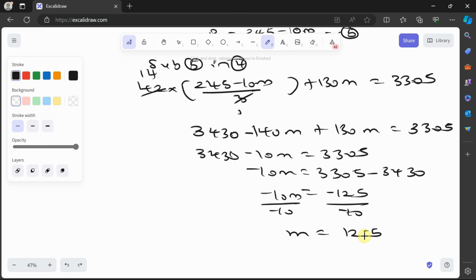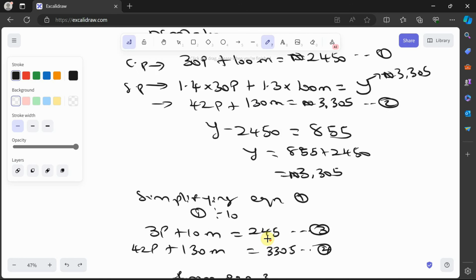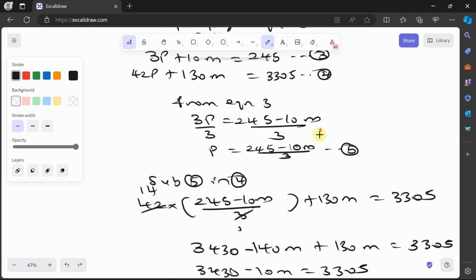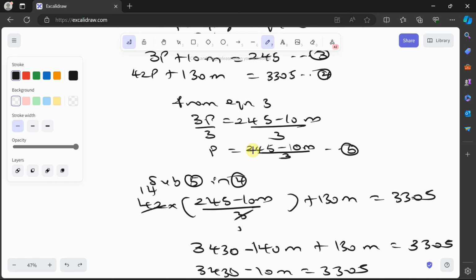So the cost of mango is 12.5 naira. Remember, this P was the price of one basket of pawpaw and the M was the price of one basket of mango. So we know the price of a basket of mango, but the question told us that we should find the price of the basket of pawpaw. So we need to find that. How can we find that? We can substitute the M into equation 5 to find P.